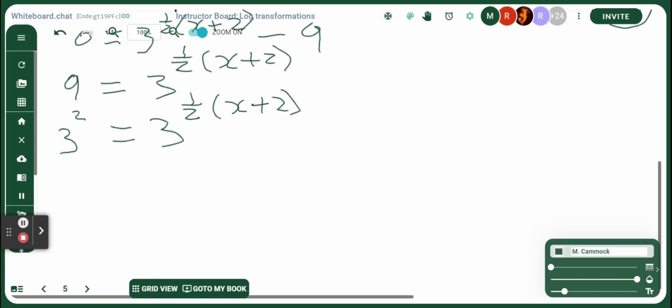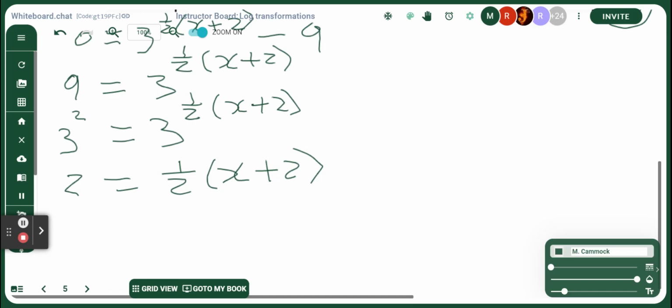Cancel out the 3's. I think you're right. So what would your next line say then if that's the case? Cancel the bases. So what would I say on my next line in order to solve this then? Tell me exactly. So therefore the 2, good, is equal to the half x plus 2. All right. Let's keep going. Thank you, Isaac. Thank you, Harish.